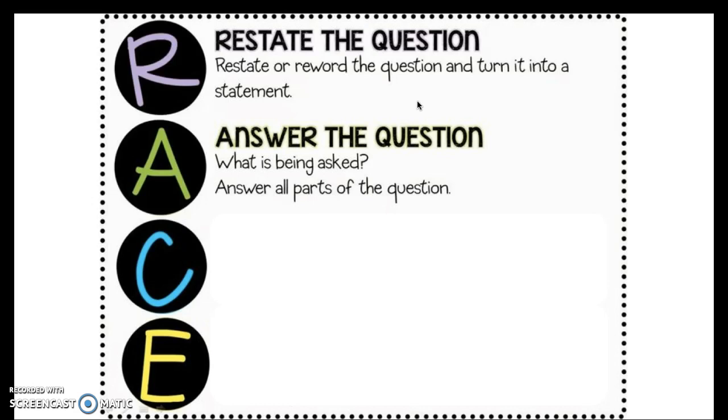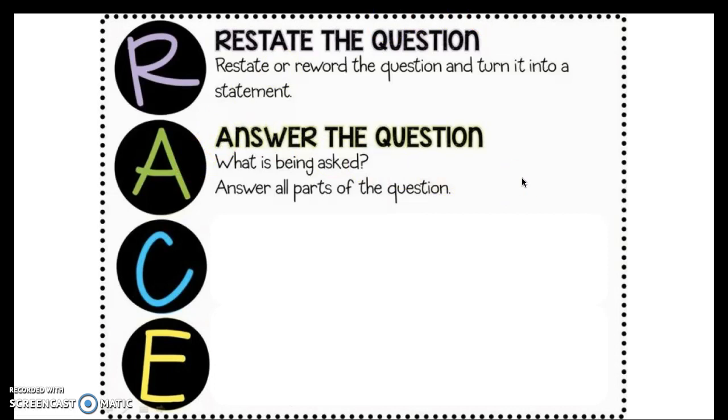So first you're going to restate it. You're going to turn it into a statement. And then at the end of that sentence, before you even end your restatement sentence, you're going to answer the question. Think about what is being asked and make sure we answer all parts of the question. Sometimes questions are a little tricky and they have multiple parts. So we need to make sure that we answer all parts of the question. At any time, if you need to pause this as you're writing down your notes, go ahead and do that, okay? So remember, we are going to RACE when we're answering short answer responses. We're going to R, restate the question. A, obviously we're going to answer it.